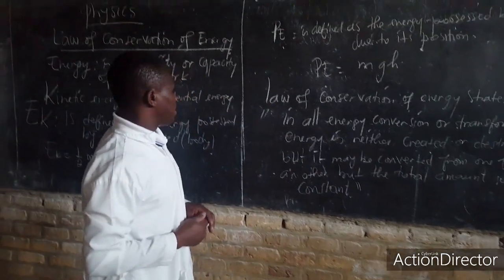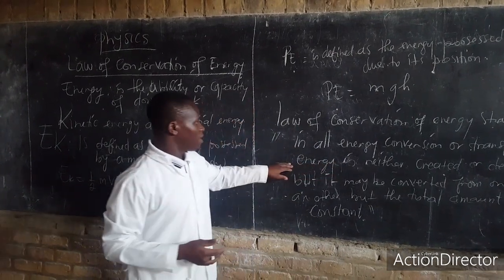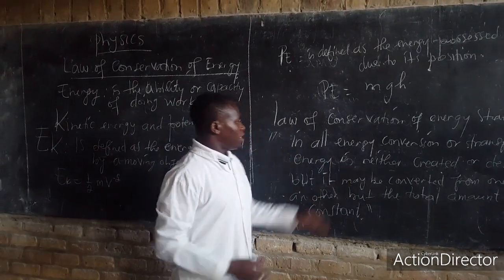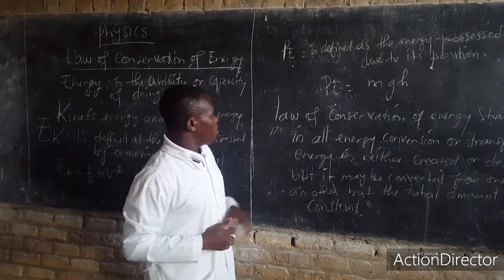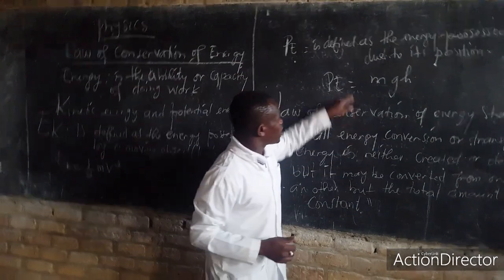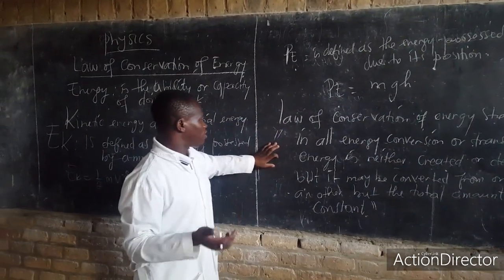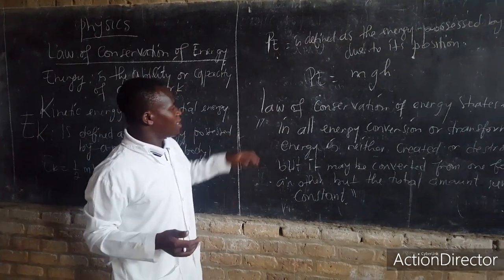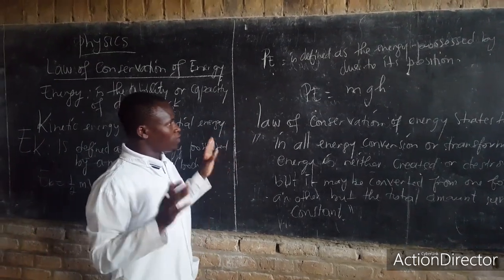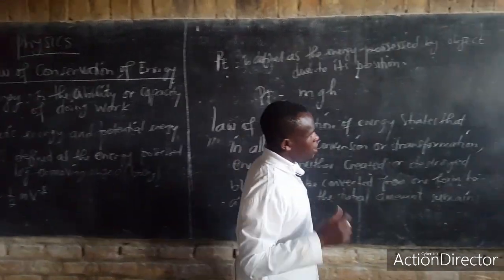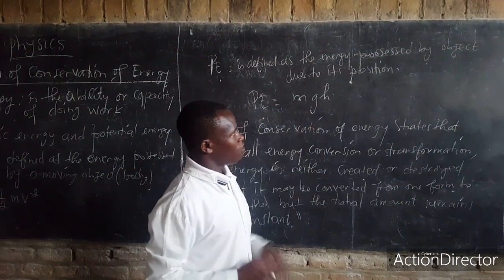It is clear that the energy may be converted from one form to another, but the total amount of energy remains constant. So we may convert potential energy into kinetic energy, but the total amount will remain constant. Or we may convert from kinetic energy to potential energy, but the total amount will remain constant. Let us use a diagram to demonstrate our law of conservation of energy.